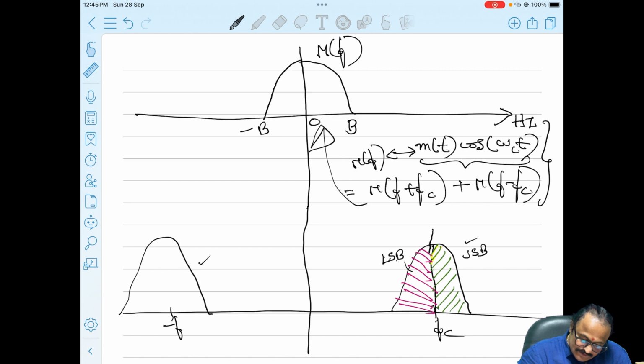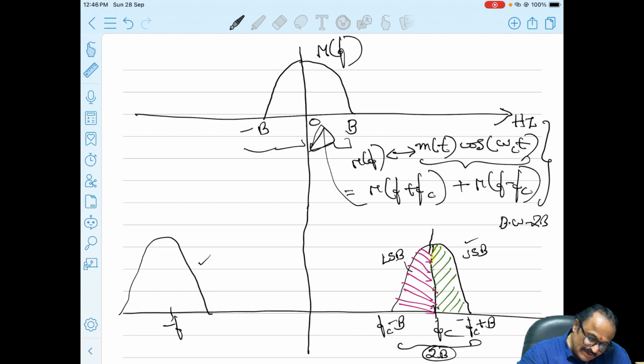This total is 2B. This is B, this is B, so the total is 2B, and this is FC plus B. This is your FC minus B. So the total bandwidth will be 2B only. But this is a double sideband suppressed carrier wave.